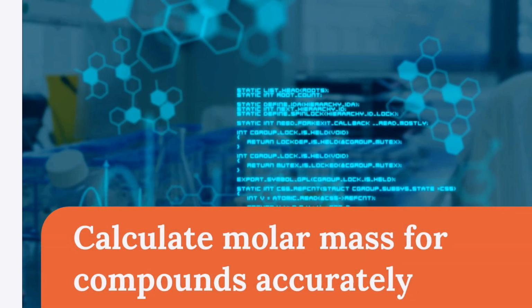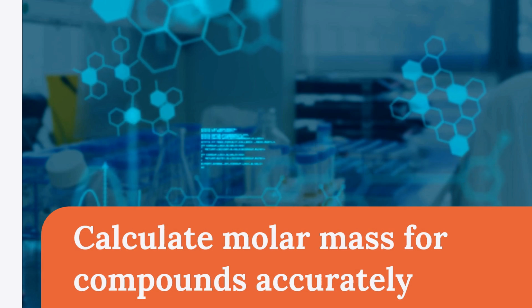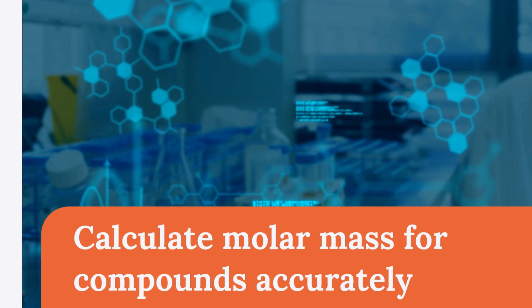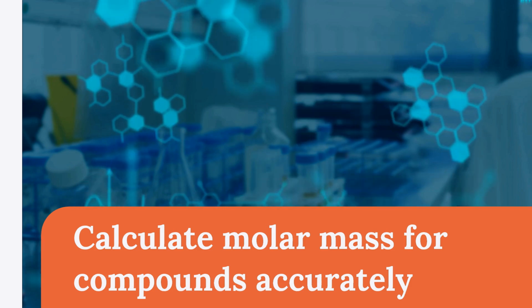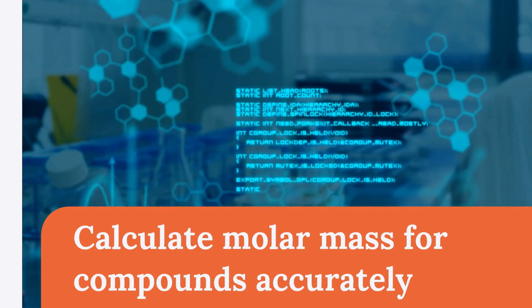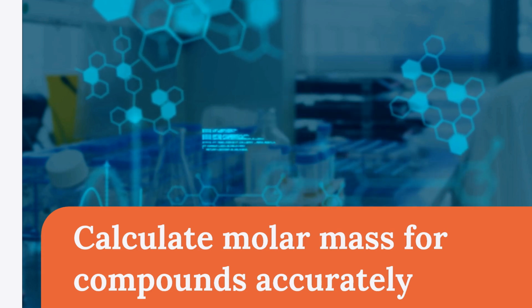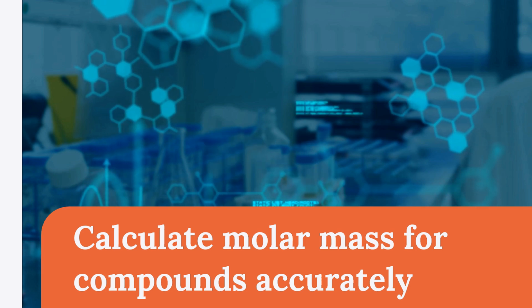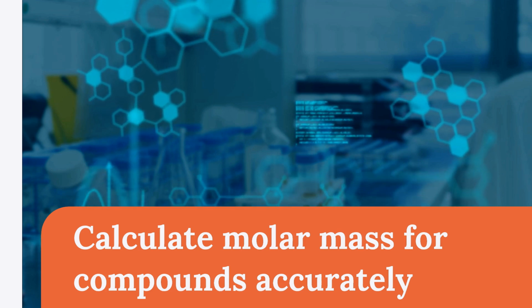For compounds, calculate the molar mass first. Take calcium carbonate, for instance, with calcium at 40, carbon at 12, and oxygen at 16 times 3. The molar mass is 100 grams per mole. If you have 25 grams of calcium carbonate, divide by 100 to get 0.25 moles. Accurate molar mass calculation is vital for compound analysis.